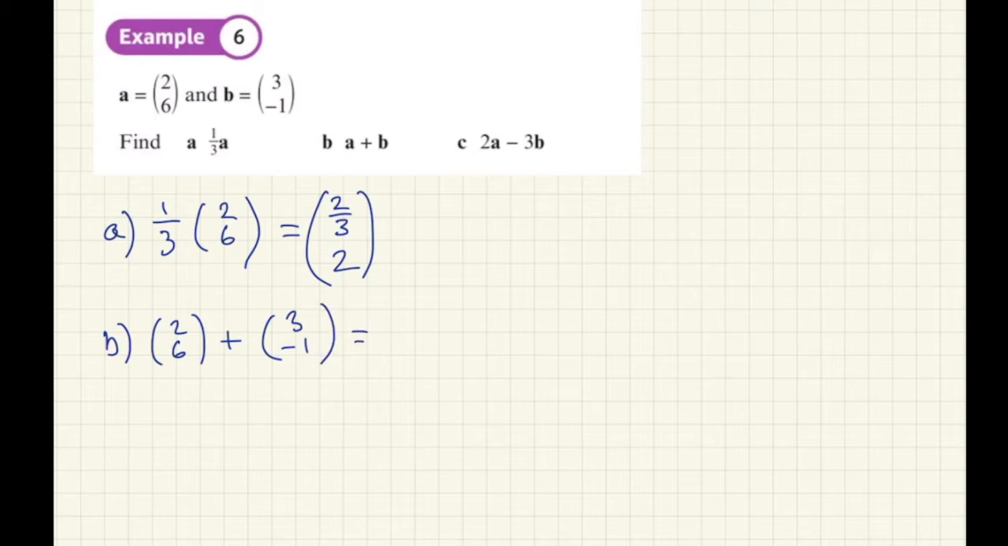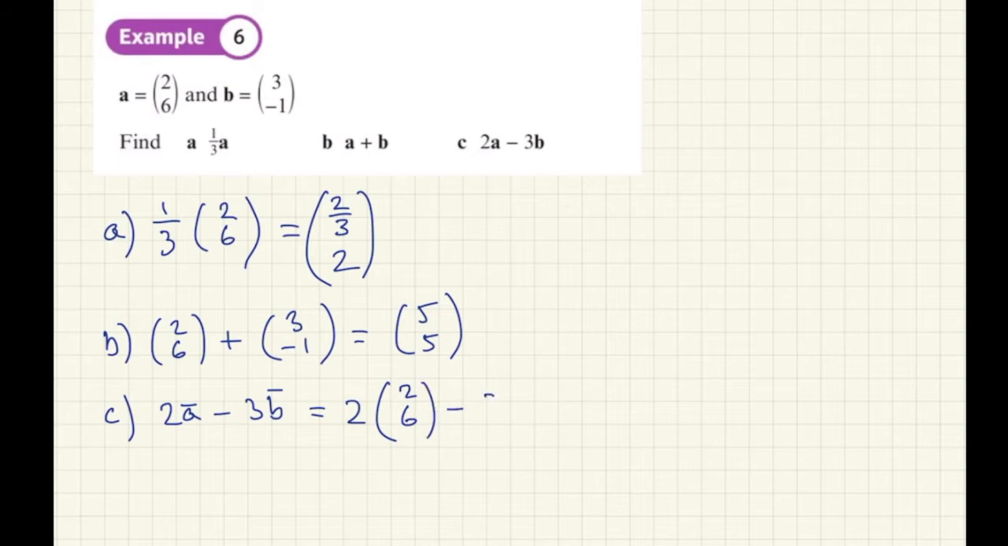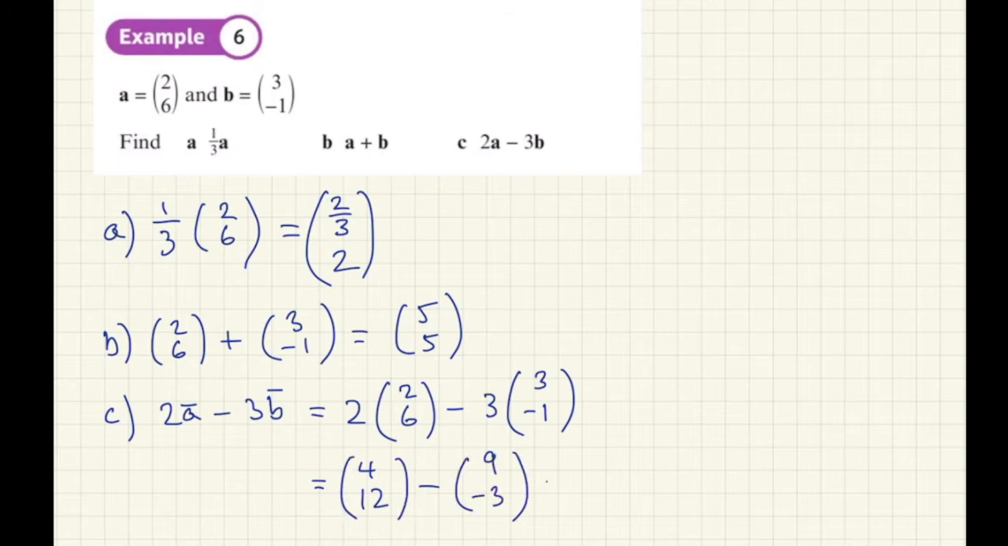When we're adding, we add the tops to get 5, and we add the bottoms to get 5. For part C, we're asked to do 2 lots of vector A minus 3 lots of vector B. So that's going to be 2 lots of (2, 6), subtract 3 lots of (3, minus 1). First, I'm going to multiply the column vectors by the scalar to get (4, 12), subtract (9, minus 3). 4 minus 9 is minus 5, and 12 subtract minus 3 is 15.